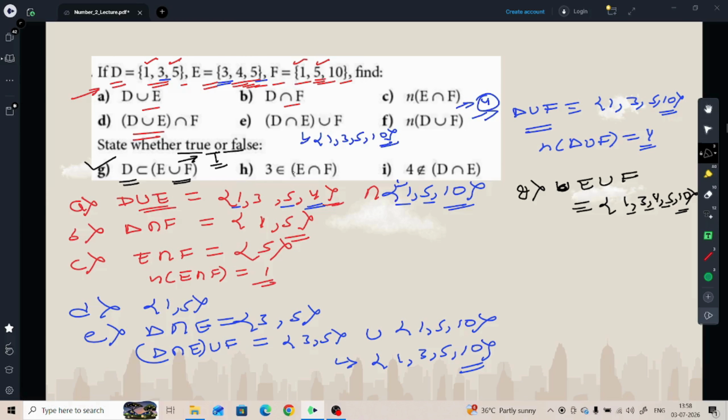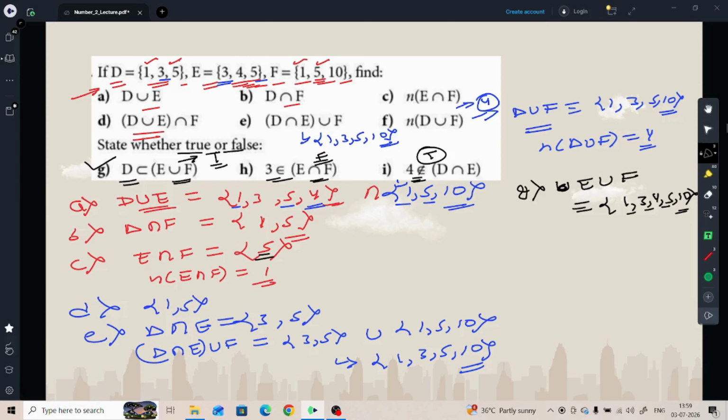So this is true. Then the next one is 3 belongs to E intersect F. So E intersect F we calculated, that is 5. So 3 belongs to this 5? No, it's false. And then the I part is 4 does not belong to D intersect E. So D intersect E is 3 comma 5 and 4 doesn't belong to it. Correct. So true. So that's how we can do this question.